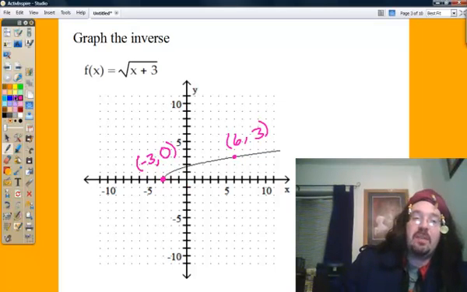So instead of negative 3, 0, my new graph will be 0, negative 3. So I'll put a point right there in a lovely shade of purple.